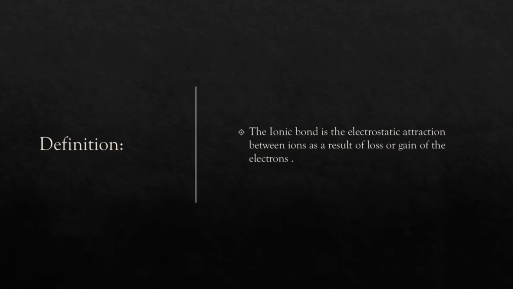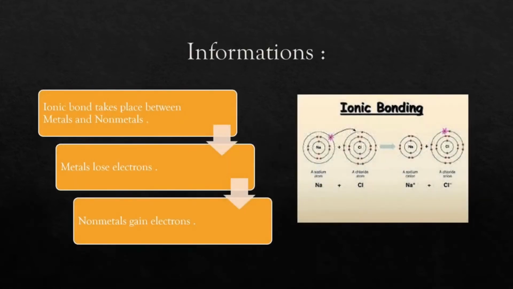The definition of ionic bonds is the electrostatic attraction between ions as a result of loss and gain of the electrons. The covalent bond was the result of sharing, but now the ionic is between the loss and gain. Some information about the ionic bonding. Ionic bond takes place between metals and nonmetals. The metals always lose electrons and the nonmetals always gain electrons.